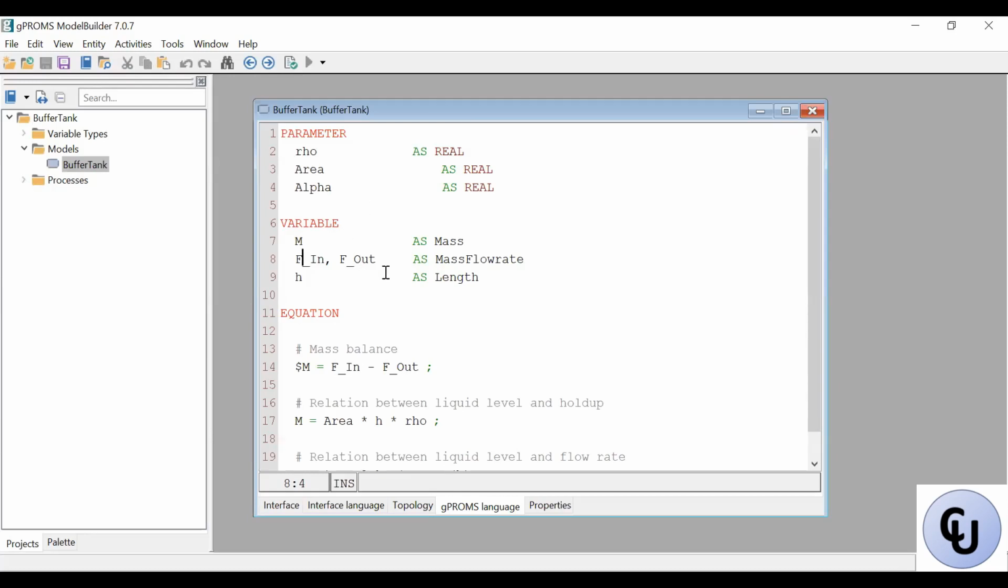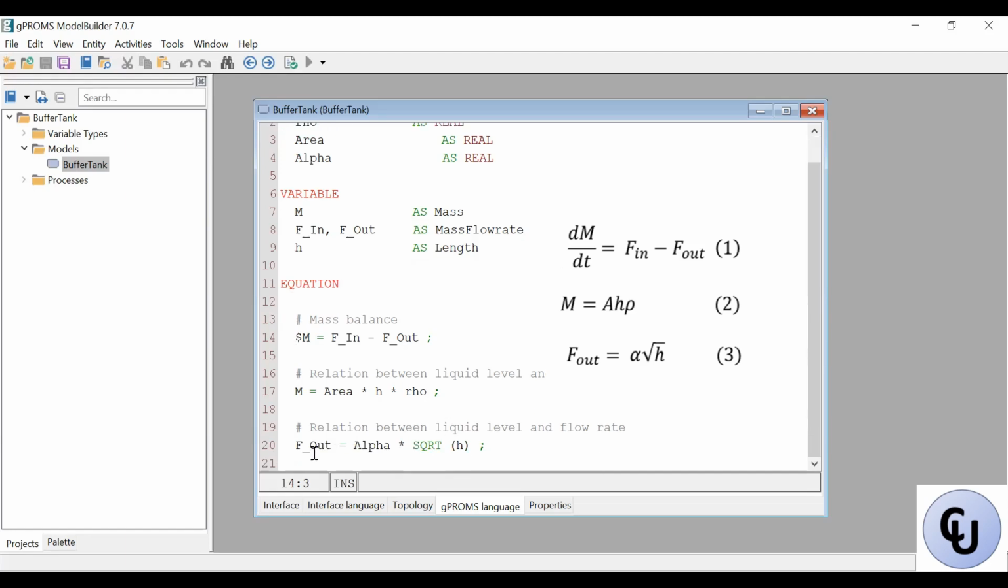Then the equations. The mass balance equation: we have M dollar sign M, because we have the derivative of the hold up, equals F in minus F out. So that's equation 1. And equation 2 is this, M equals area times height times rho. And equation 3 is this: F out equals alpha multiplied by square root of the height.